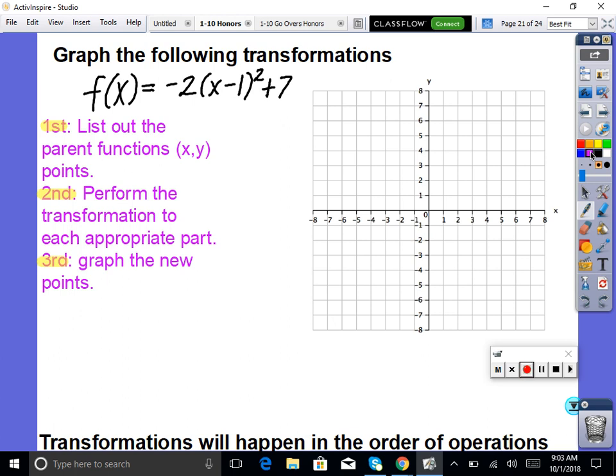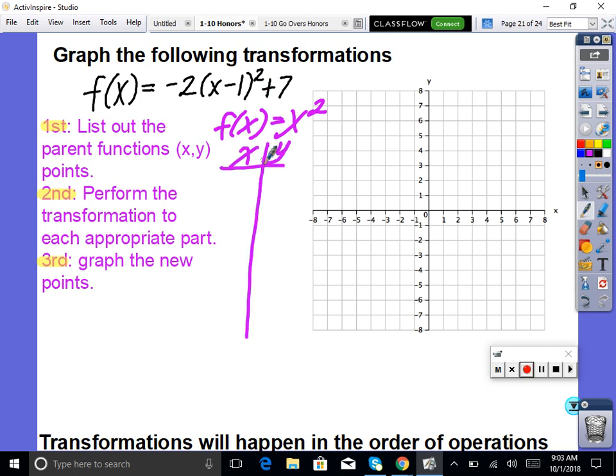So for example, all functions have a parent function. With this one, wouldn't it be x squared, everyone? Yeah. So you'd say my parent function is f of x is equal to x squared. Now we're going to list out these xy points, and then we're going to perform the transformation to those xy points based on what we see happening with this transformation here. So look, xy, let's create some xy points.